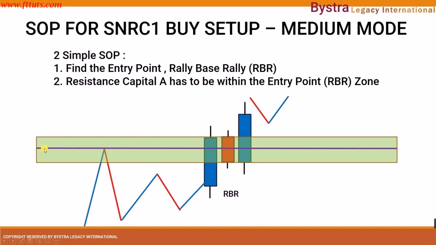Therefore, we will mark the horizontal line. As we can see here, this is the capital letter A, the horizontal line, and it is inside the body base of the entry point. Where you should put your PO, your pending order, will be at this horizontal line. This is where you should put your pending order. Then price will come back to this zone, react and continue on the uptrend. So let's have a look at the example.